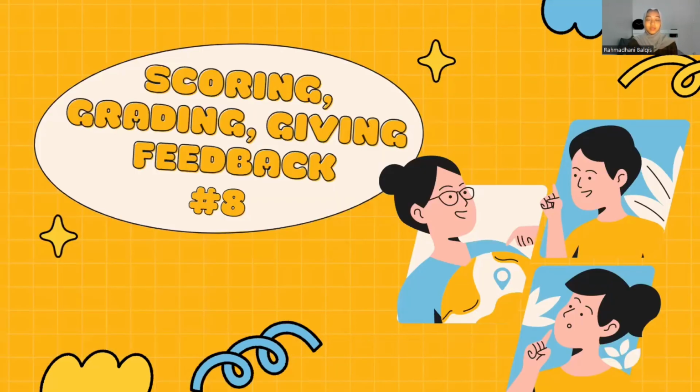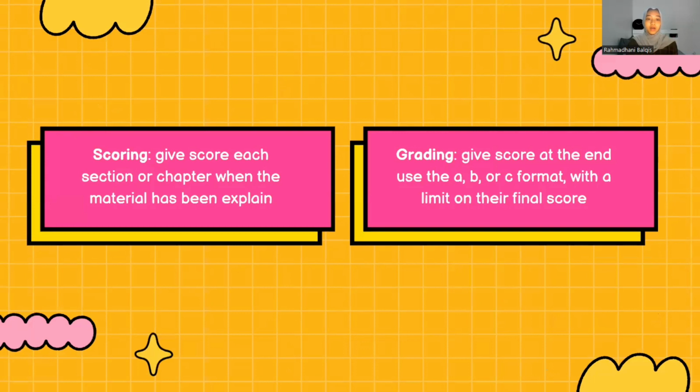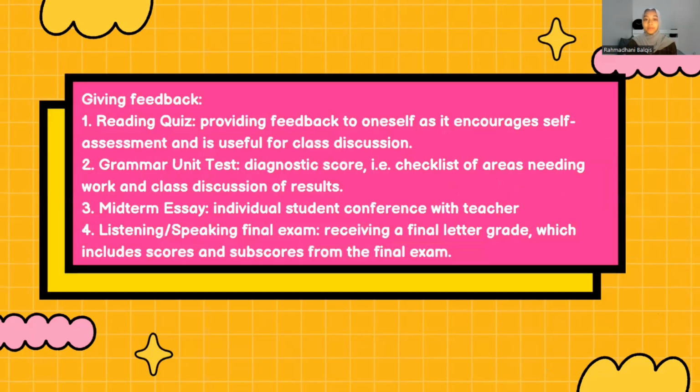Okay, the last one, scoring, grading, and giving feedback. There is scoring. This is to give a score for each section or chapter when the material has been explained. The next is grading. This is to give a score at the end, using the A, B, or C format with a limit on their final score. And the last one is giving feedback.